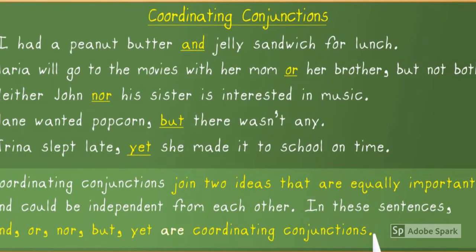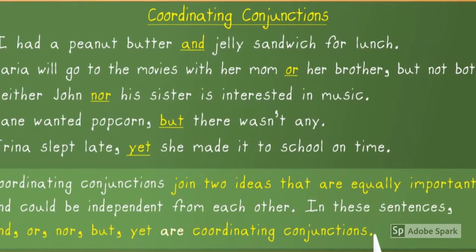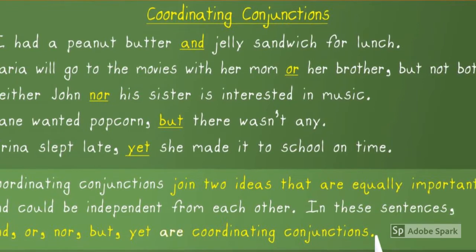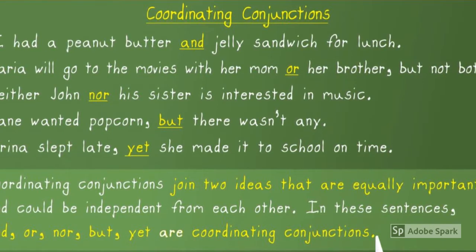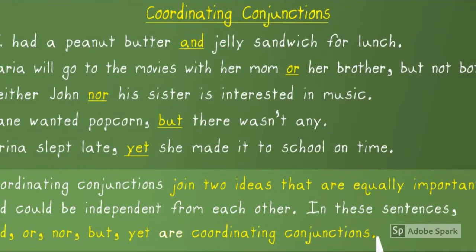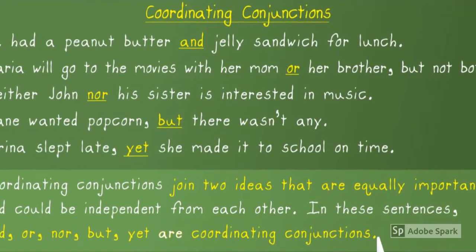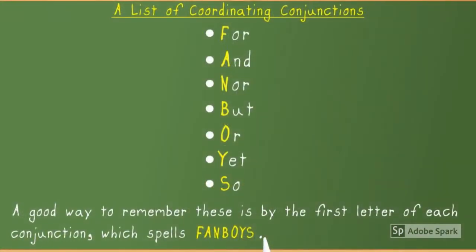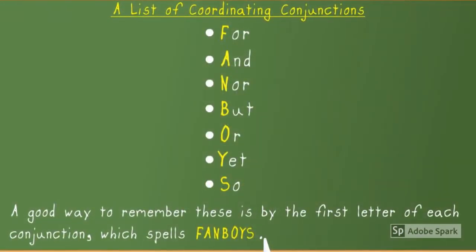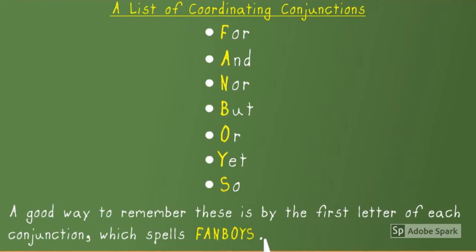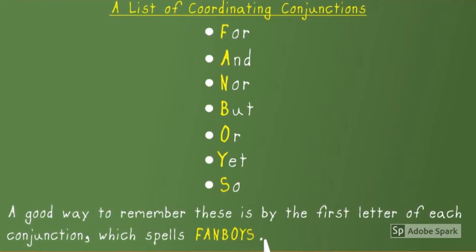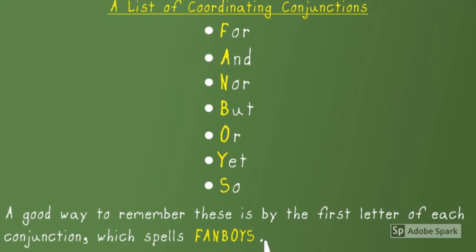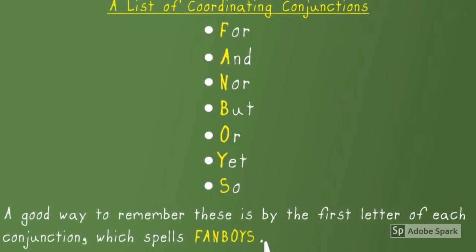Coordinating conjunctions join two ideas that are equally important and could be independent from each other. In these sentences that we've just read, and, or, nor, but, yet are coordinating conjunctions. A good way to remember these is by the first letter of each conjunction, and it can spell FANBOYS. So it's for, and, nor, but, or, yet, and so.